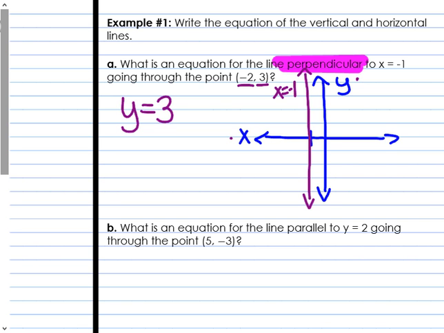And if you sketch it out, this was -1, so -2, and then 1, 2, 3. So here is -2, 3. That's this point right here. There's my line that goes through -2, 3: y equals 3.